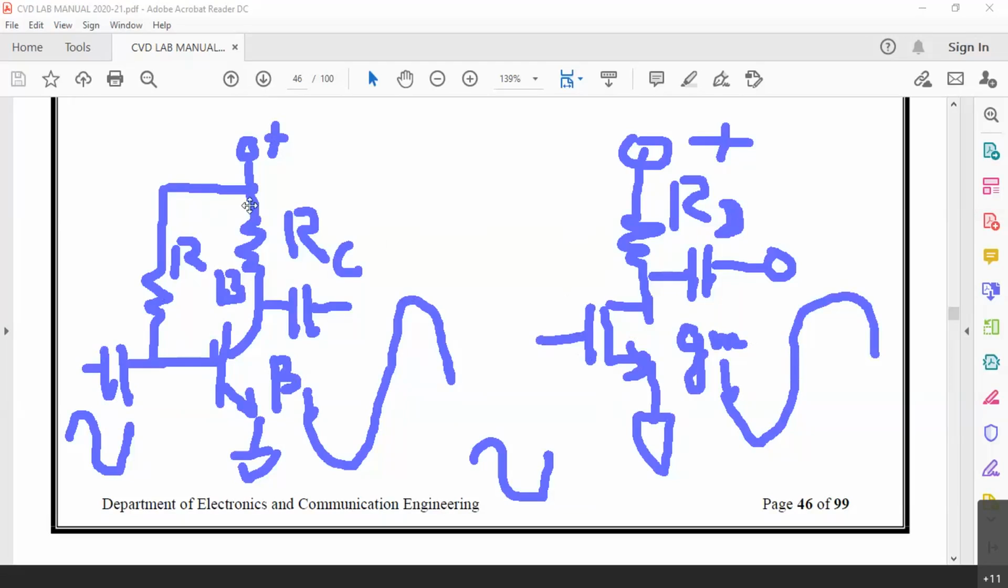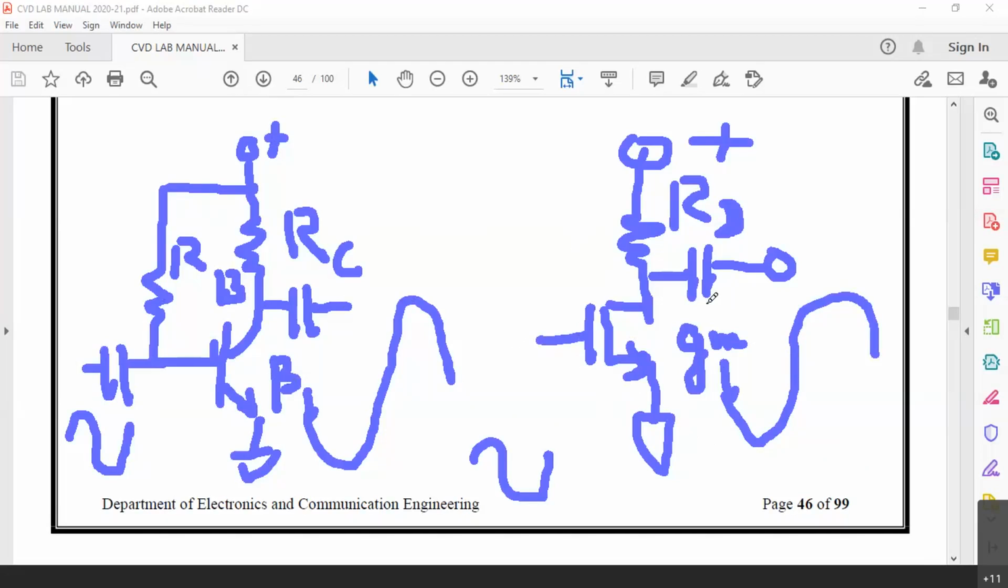Now the circuit which you see at the left side is called common emitter amplifier because the emitter is common to input and output. Input is given at the base, output is taken at the collector. In the same fashion, at the right side, you have this common source amplifier, which means input is given to the gate, output is taken at the drain, source is common to input and output. This is now the common source amplifier.